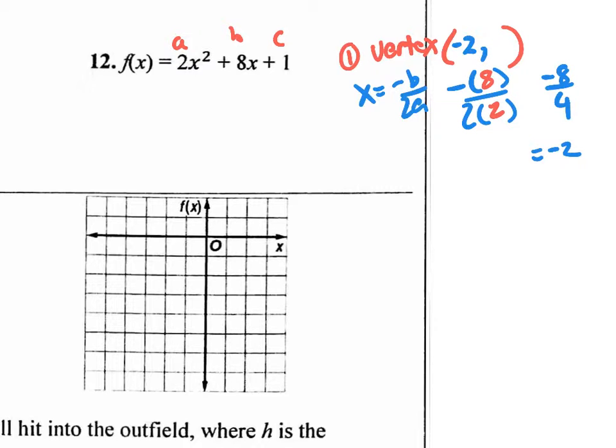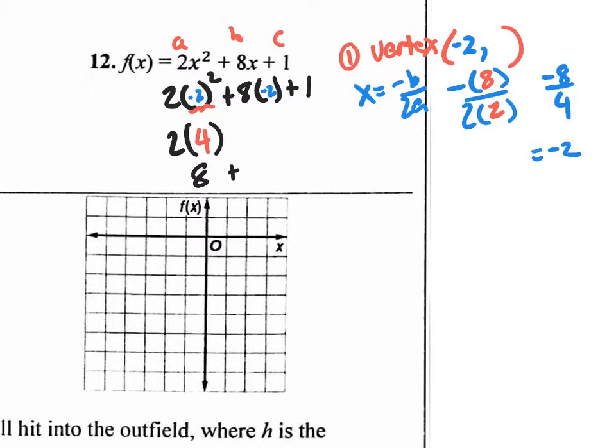Let's find y. You're going to end up with 2 parentheses squared plus 8 parentheses plus 1. We're plugging in the negative 2. We're doing the math. Negative 2 squared is 4. 2 times 4 is 8. Bring down the minus 16. 8 times negative 2 is negative 16. Bring down the plus 1. So we really have negative 8. When I go 8 plus negative 16, that's negative 8. Plus 1 is negative 7. So the vertex y value is negative 7.